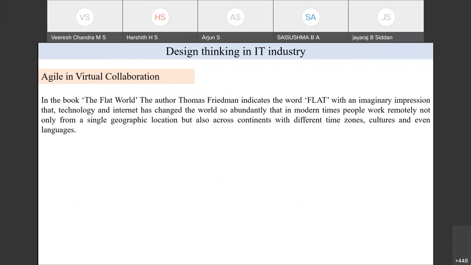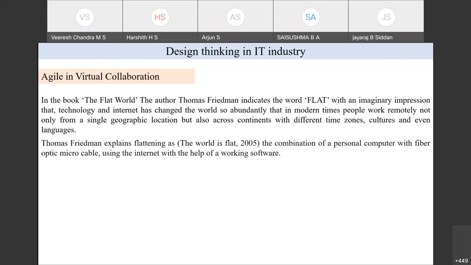Sitting wherever we want, we can Skype, we can see faces, we can even do business. If you are sitting in America, you can do business in India. If you are sitting in India, you can do business in America, whatever it is. Irrespective of zones, cultures or languages, you can work. Thomas Friedman explains flattening as the combination of a personal computer with fiber optic micro cable using the internet with the help of working software.